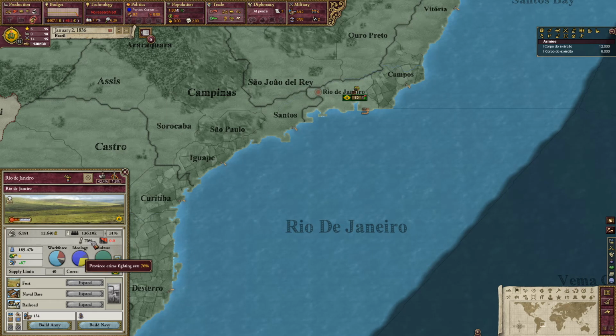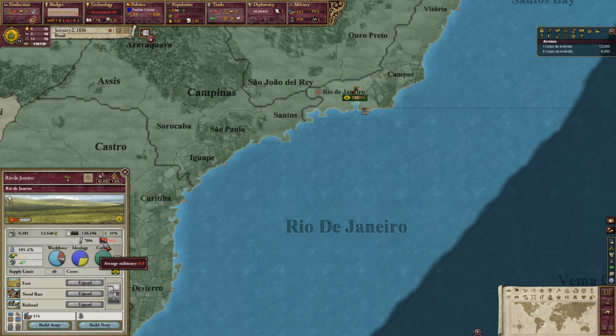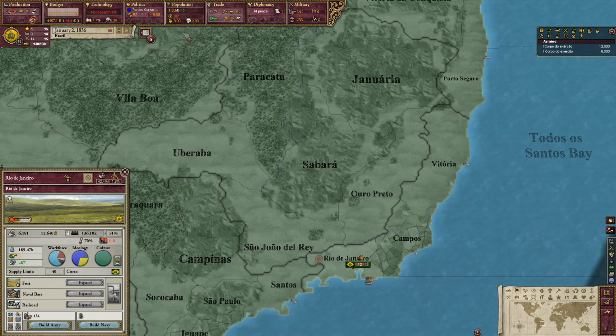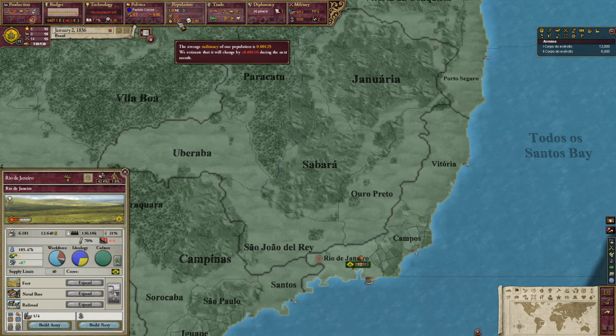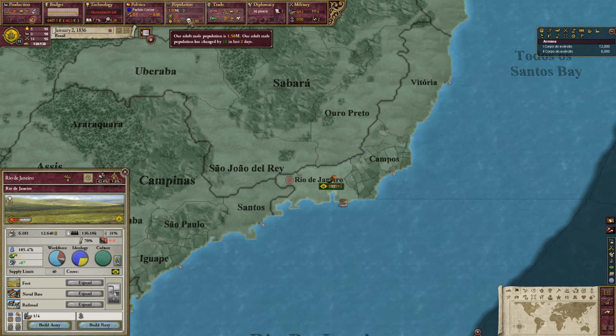So over here, this is the province crime fighting rate, which is affected based on your administration, and the average militancy, which, if you remember, as I said over here, the militancy of your whole country isn't necessarily a good indicator of what's going on at the local level, because there could be high militancy here in Rio, but the overall isn't affected.